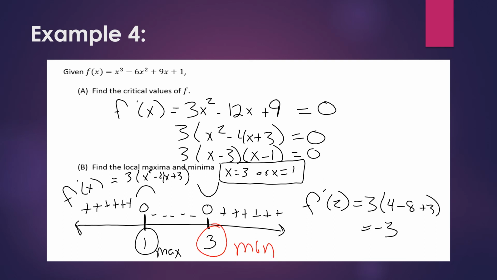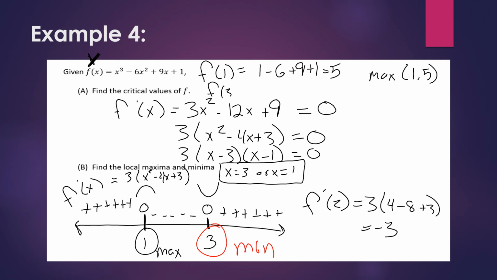So these are the x values that produce the max and min. If we want to find the actual value, we should find our y value. And remember, the y value is f of x. So let's go ahead and find f of 1. So this would be 1 cubed, which is 1, minus 6x squared, so that's minus 6, plus 9, plus 1. And that is going to be positive 5. So our max is at (1, 5).